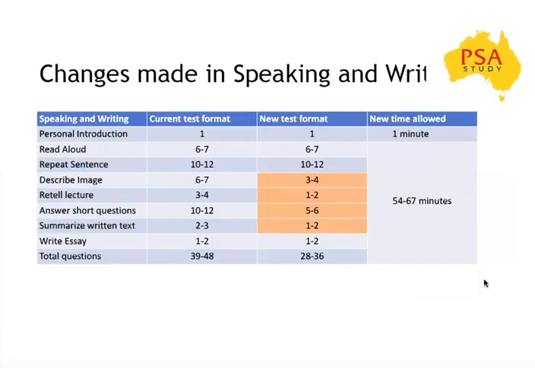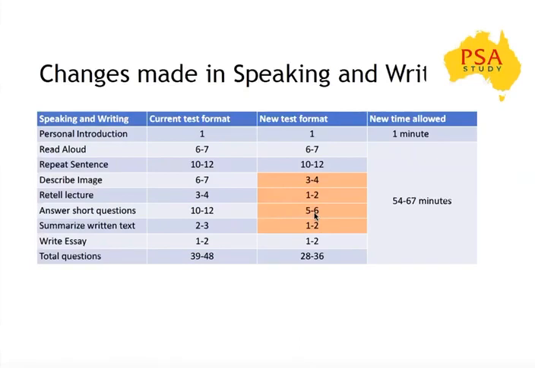Now let's talk about the changes they have made in the speaking and the writing sections. For describe an image, earlier we had 6 to 7 questions, but in the new format, we'll be having only 3 to 4 questions. If we talk about retell lecture, earlier we had 3 to 4 questions of such kind, but now we'll be having only 1 to 2 questions. And same thing with ASQs, answer short questions. Earlier we had 10 to 12 questions, but now we'll be having only 5 to 6 questions.